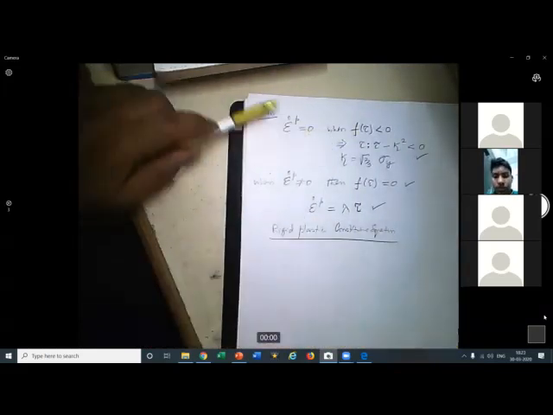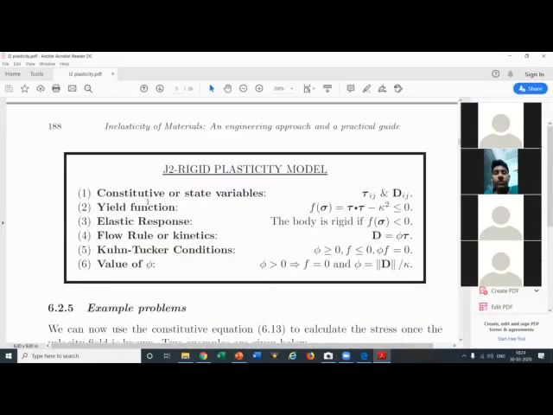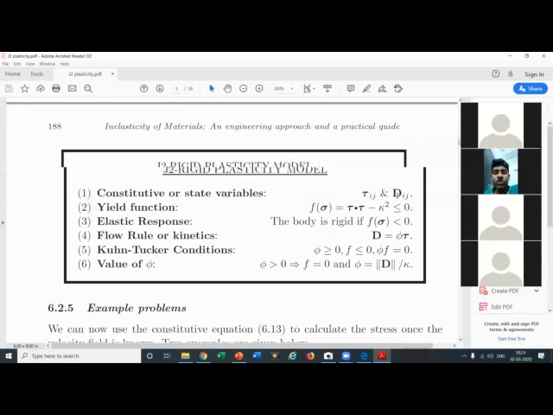Let me see if I can pull that out. So if you look at this, the variables are tau. Take this as epsilon dot ij. Write this as epsilon dot ij. In my book, I have followed this all the time. D is the symmetric part of the deformation gradient, for those who have done continuum mechanics. Yield function we have already stated. Elasticity response: the body is rigid.